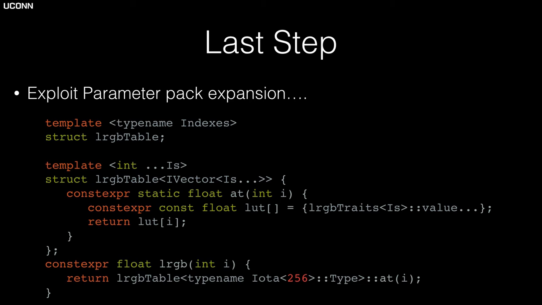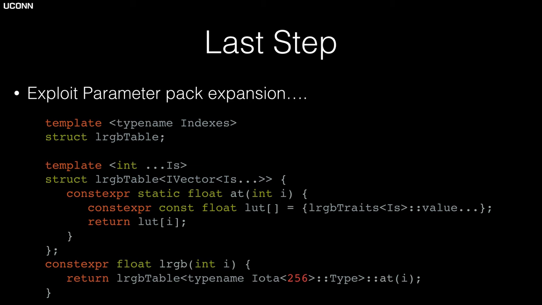Remember that I'm defining first a type, LRGB table. So this is again the prototype. It's a brand new type. It's a struct, LRGB table, and it's templated by something called indexes, plural. It's all the indices. Now I'm going to say, let's implement that type. The type implementation of LRGB table is templated by a parameter pack of integers. It's going to get me a bunch of integers.